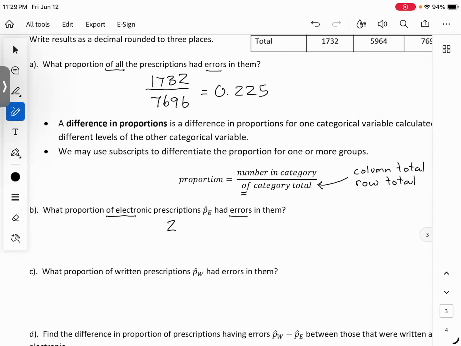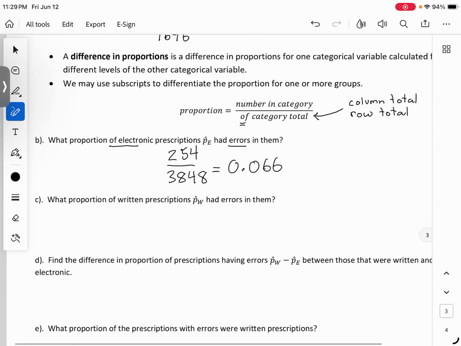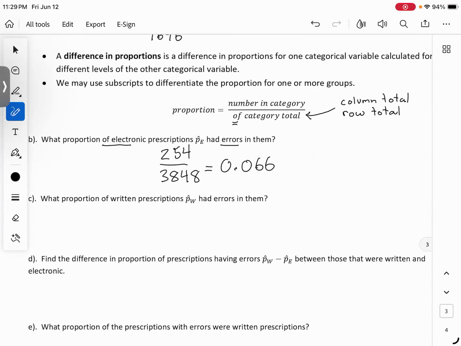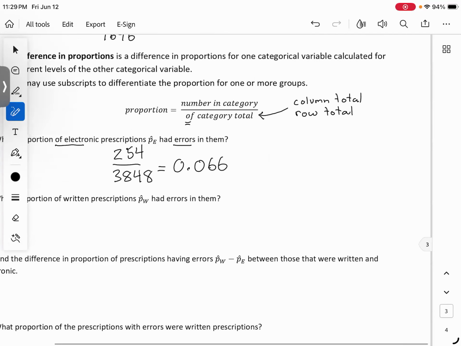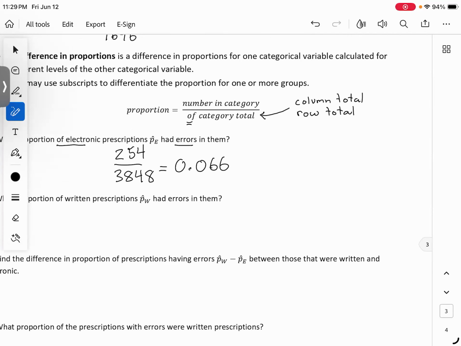So 254 out of the 3848. And again, you can crunch the numbers and you'll get 0.066. Now, again, for your homework, it's often just going to be the fraction and the decimal version. If there is anyone who maybe has a habit of writing things in percentages, as long as you do it correctly, move your decimal two places to the right so that it now becomes 6.6, and then you put your percent.